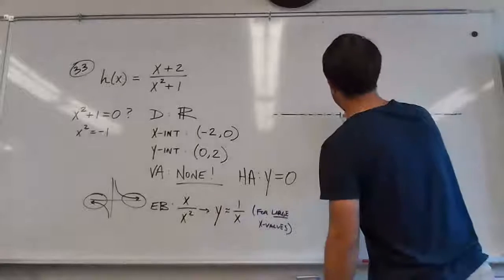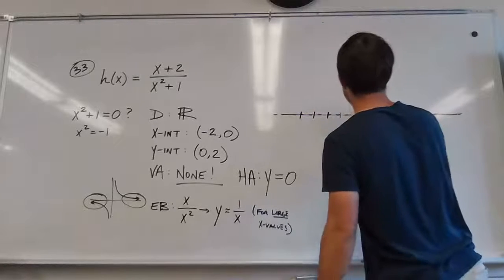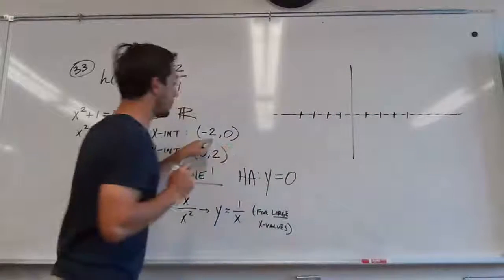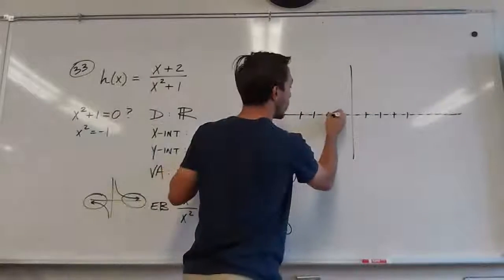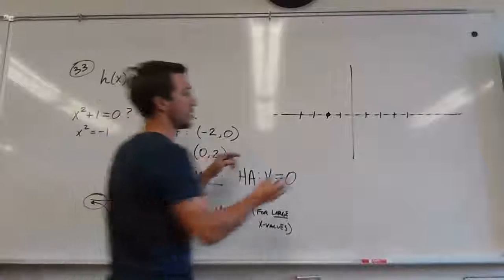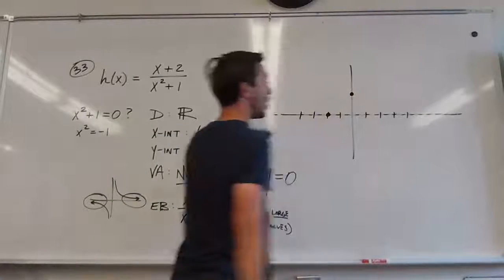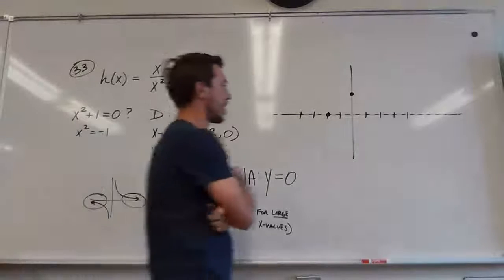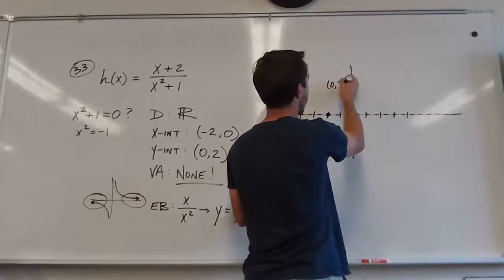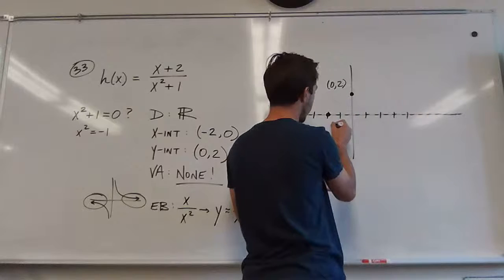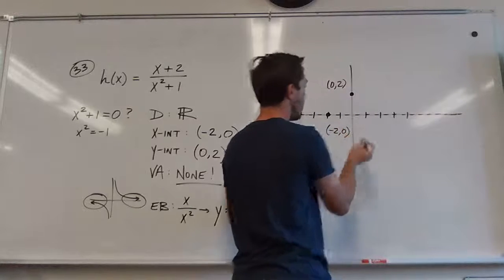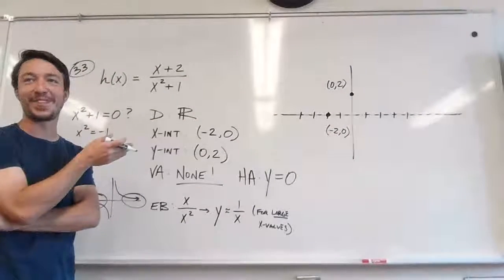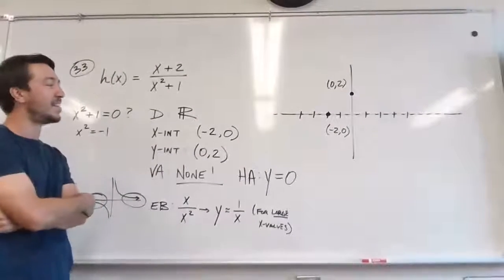I draw in my x-intercept, which is -2, 0. My y-intercept is 0, 2. Is it helpful for me to do this, or is this wasting my precious energy? I mean, just to help keep that in mind: x value goes first, y value goes second.